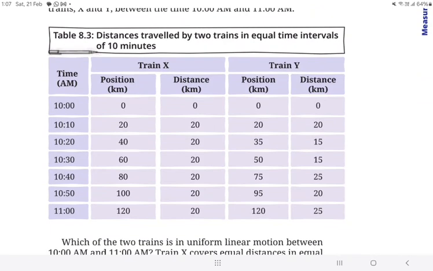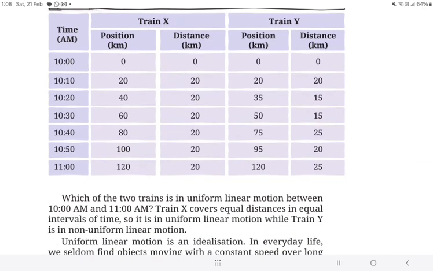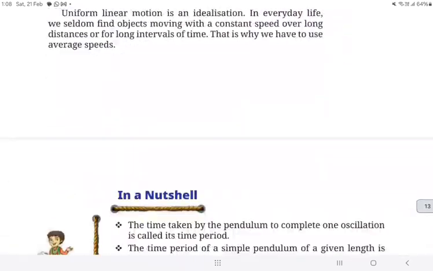So you can see the example here. Train X and train Y, the distance that is covered in every 10 minutes: 20 kilometers, 20, 20, 20. So the same distance is covered in the same time. So uniform motion is covered by train X. And train Y, sometimes it is going 20, sometimes 25, and sometimes even going down to 15 kilometers. So the distance covered by train Y is called non-uniform linear motion.